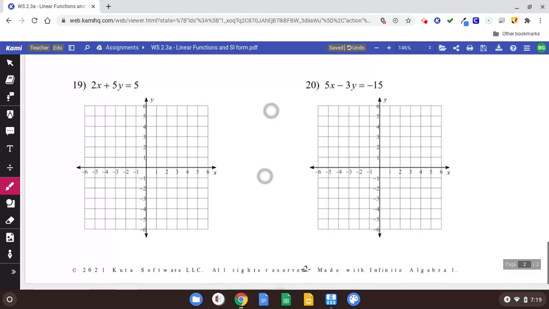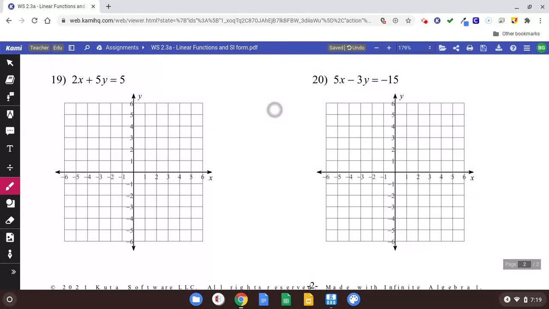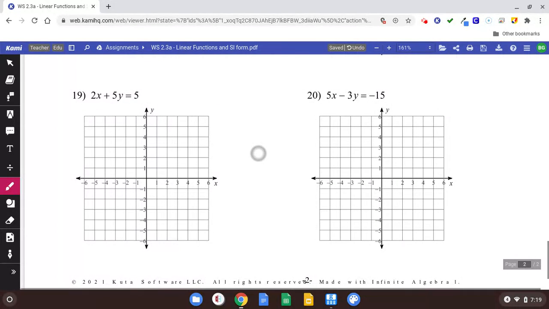Number 19, same thing. Okay, I want to graph this, but notice it's not in slope-intercept form. So there's a couple of different ways to handle this. You could make a table. And so let's do that real quick. I'll show you how that works. If I made a table, here's what I would do.